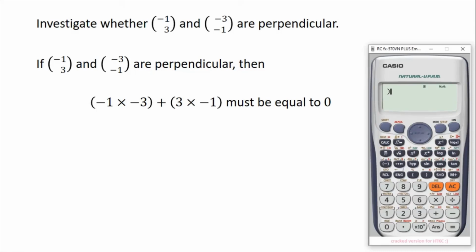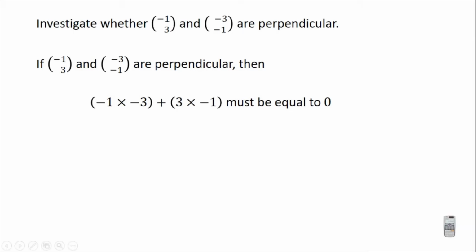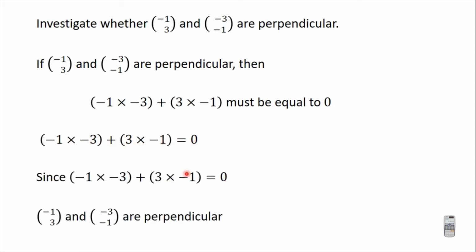So from here, we are going to do this on our calculator. So minus 1 times minus 3, then you open another bracket, 3 times minus 1, and that is giving us 0. Now since this is giving us 0, we can say that minus 1 times minus 3 plus 3 times minus 1 is giving us 0. So the two vectors are perpendicular. So to find out whether the two vectors are perpendicular, multiply the x component here by the x component here.